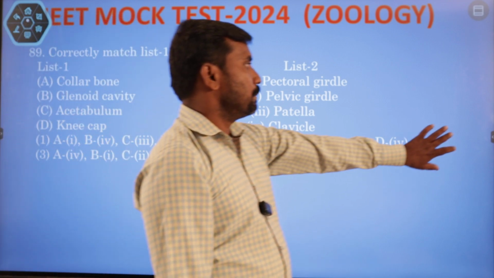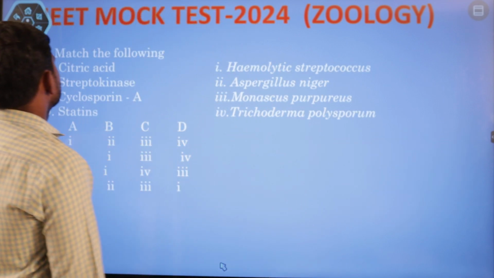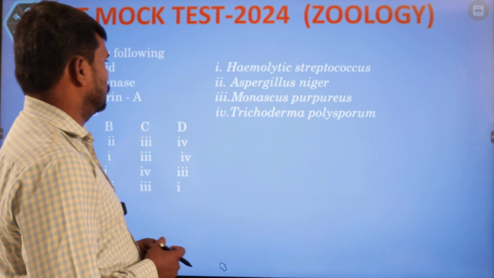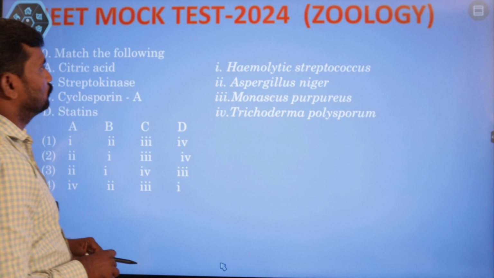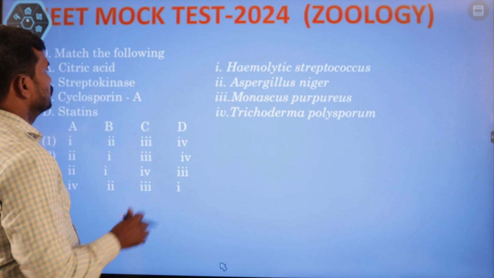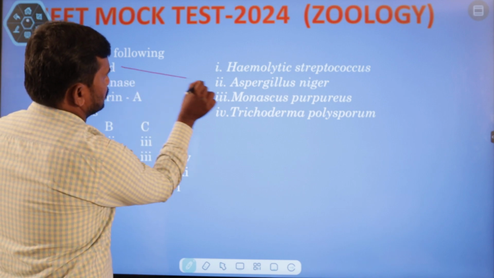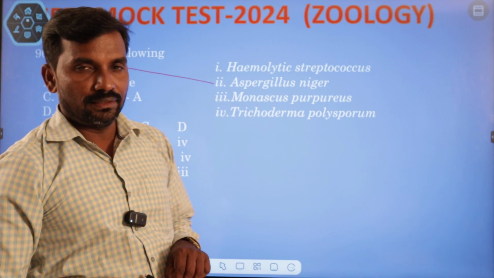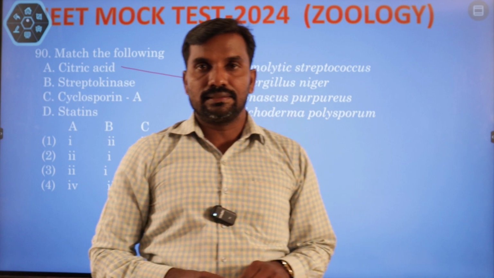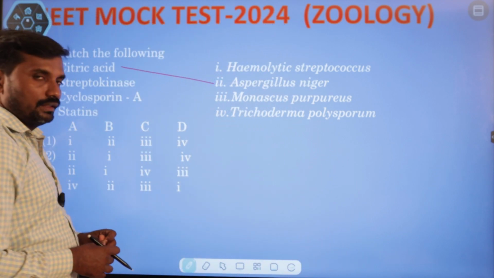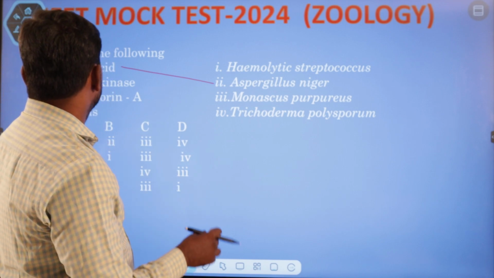So question number 90. This is a question from microbes in human welfare. The various active molecules, the hormones or enzymes, and their sources. Citric acid, everybody knows very well, comes from Aspergillus niger, a fungus. Aspergillus niger gives citric acid, acetic acid as well. Lactobacillus gives lactic acid. At the same time, butyric acid comes from Clostridium butylicum.